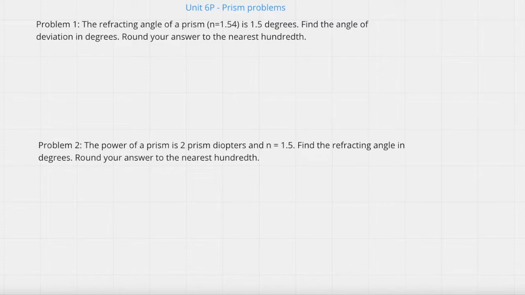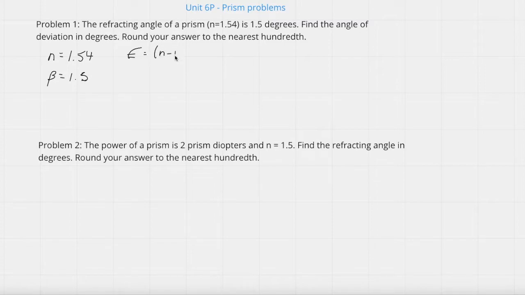Unit 6P, these relate to what we learned in Unit 6 about prisms. So problem 1 gives us the refracting angle of a prism whose index is 1.54, the refracting angle beta equals 1.5, and it asks for the angle of deviation of a ray that's sent through the prism. And it says to round the answer to the nearest hundredth.